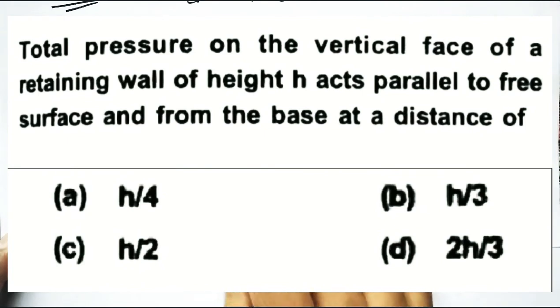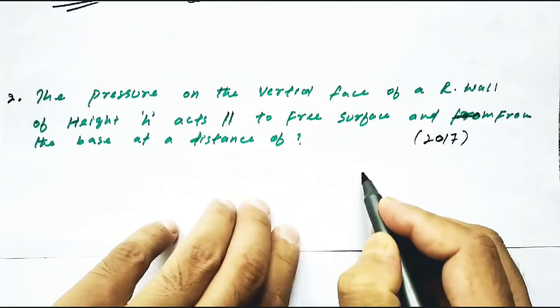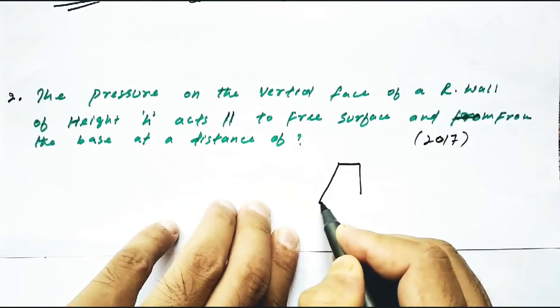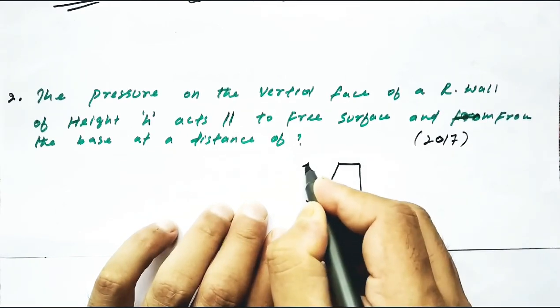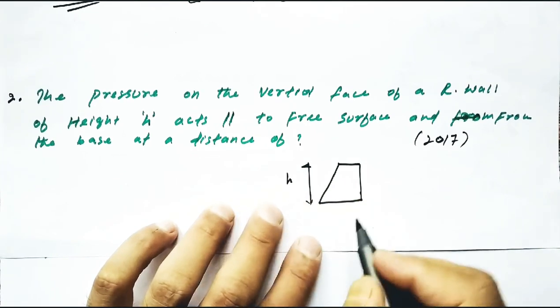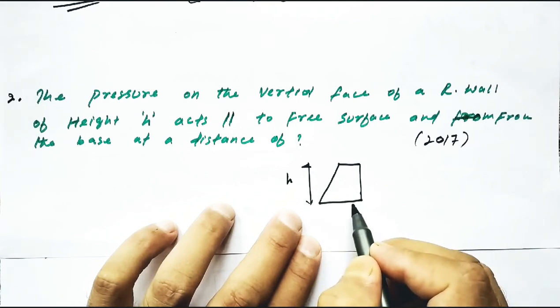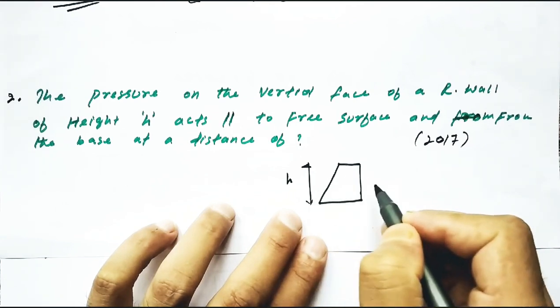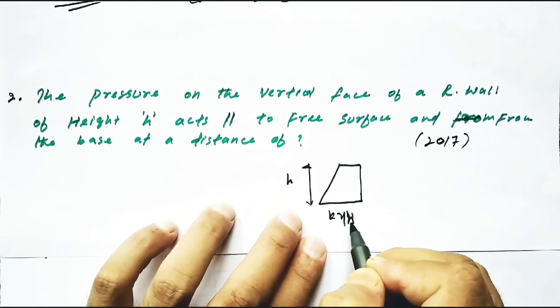Now coming to the next question: the pressure on the vertical face of a retaining wall of height h acts parallel to the free surface and from the base at a distance of what? Suppose I have a retaining wall, and the height of the retaining wall is small h. The pressure will be maximum at the bottom of the retaining wall because of the depth. So here it will be K gamma h. The maximum pressure will be K gamma small h.